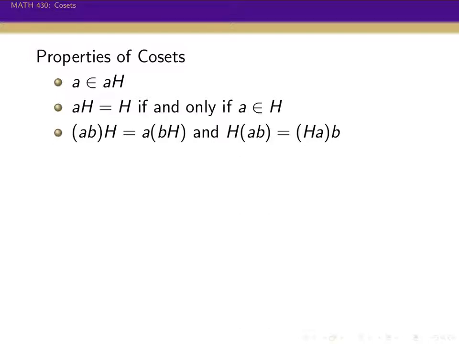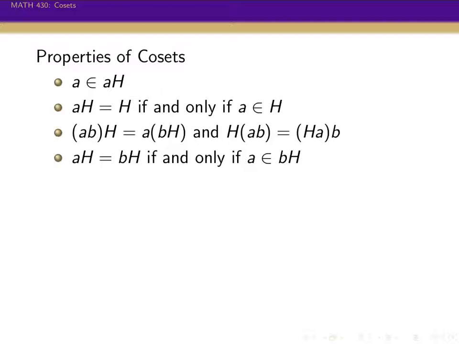If you take AB, the coset generated by AB on H, then this is the same as taking A times the coset BH. The same thing is true with right cosets. If you have something that's AB times an element of H, you can think about that as being A times B times an element of H. Really, this is just associativity in a sense.